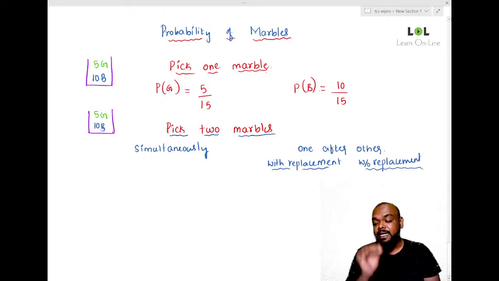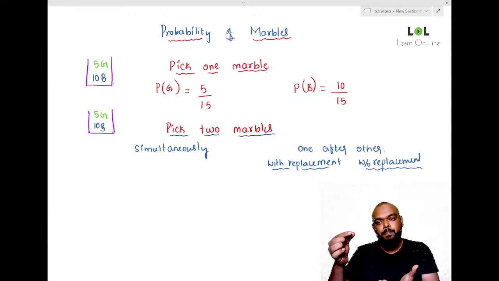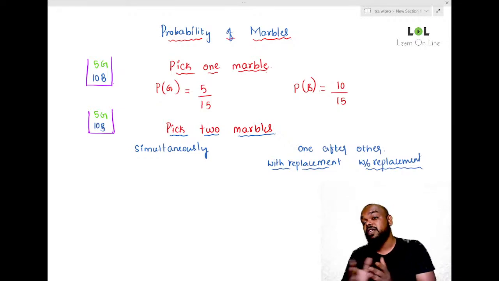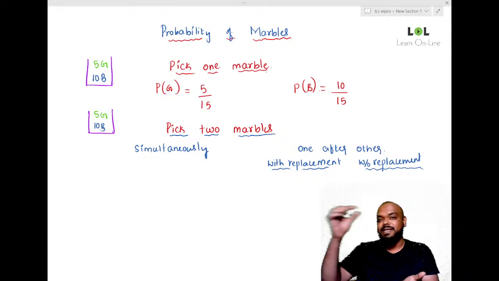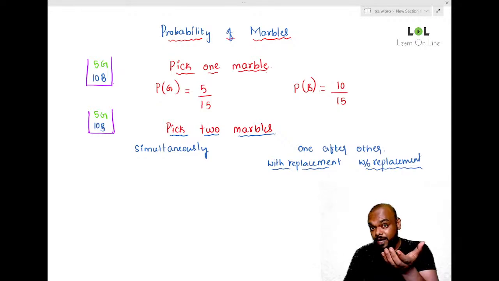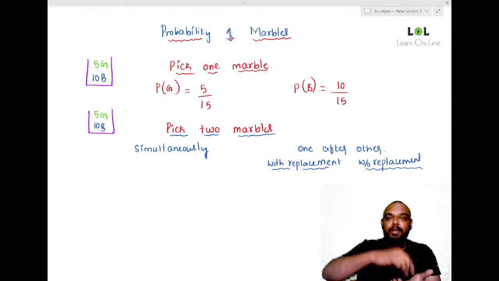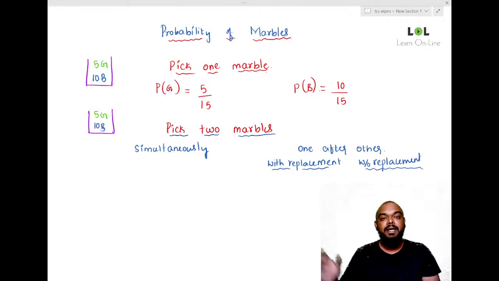In with replacement, every time you pick a marble, it doesn't matter how many marbles you pick, you're putting them back. So the number of marbles will always remain the same. But when it comes to without replacement, let's say 15 marbles are there. When you pick the first marble, check the color, you drop it down. Now there are only 14 marbles. Again, you pick a marble, check the color, you drop it down. Now there are only 13 marbles.